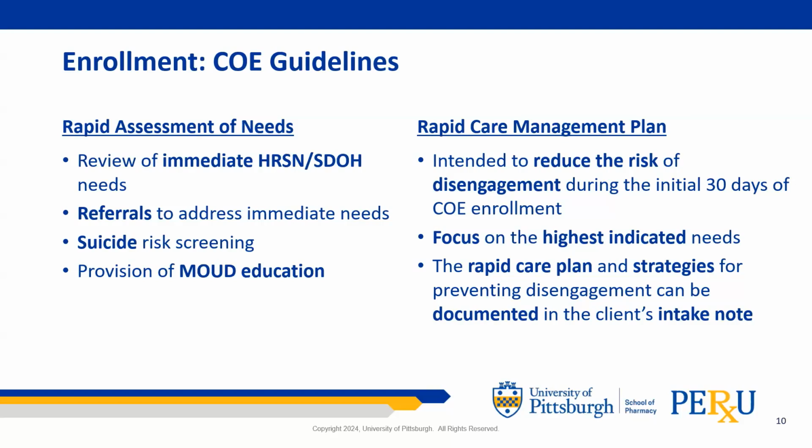The Rapid Care Management Plan should focus on helping the person stay engaged in COE services and substance use, mental health, and/or medical treatment services. A more detailed plan can evolve over time. A Rapid Care Management Plan is intended to reduce the risk of disengagement during the initial 30 days of COE enrollment. It is recommended that COE staff focus on the highest indicated needs. It is recommended that the Rapid Care Plan and strategies for preventing disengagement be documented in the client's intake note in their electronic record.